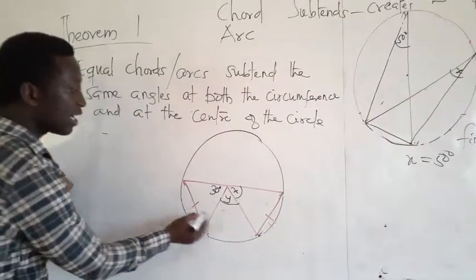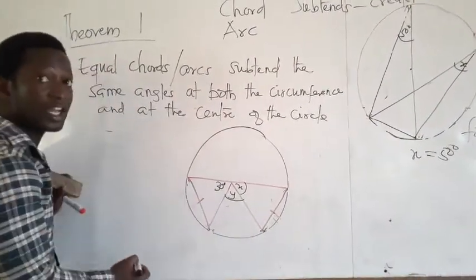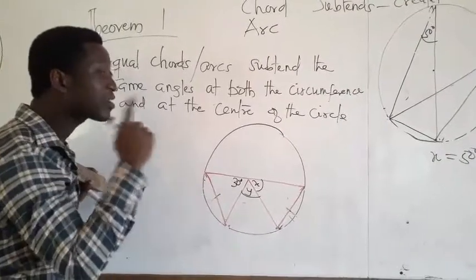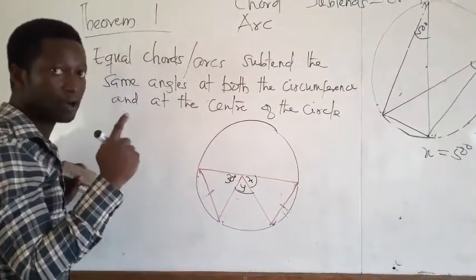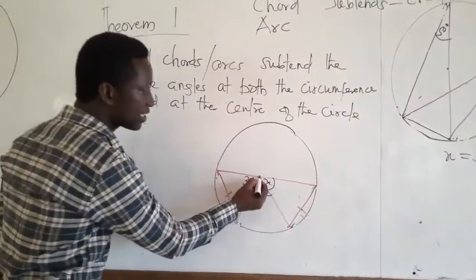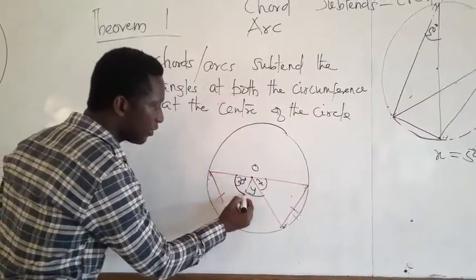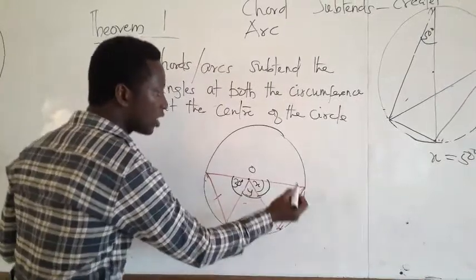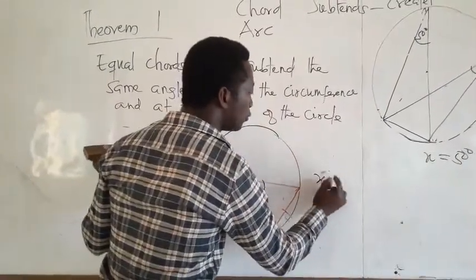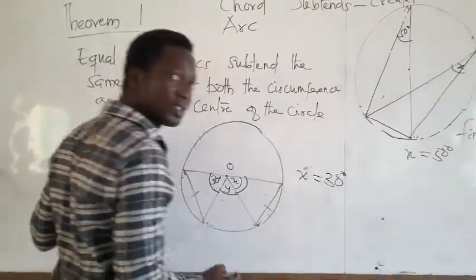We see that these are two equal chords. And if they are equal chords, then they must create the same angle at the center of the circle. So this is the center of the circle, O. This chord here will create an angle here, which is the same as the angle here. So therefore, x is equal to 30 degrees.